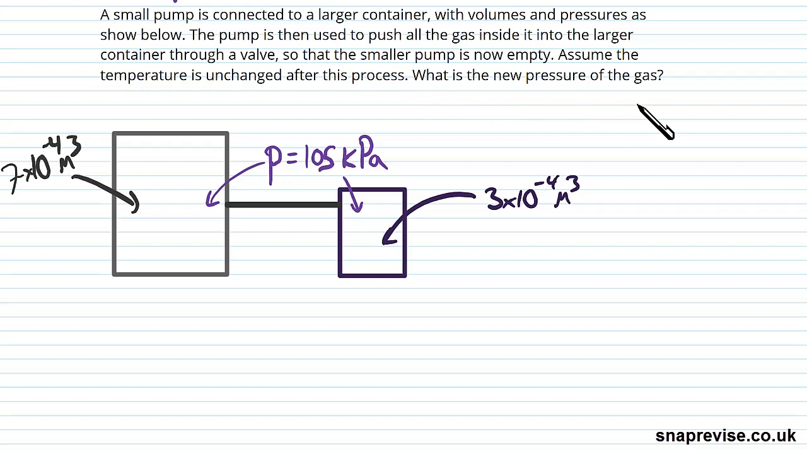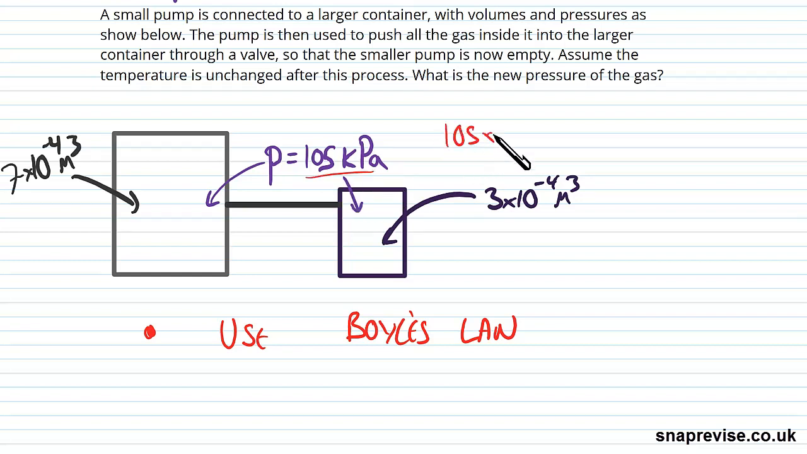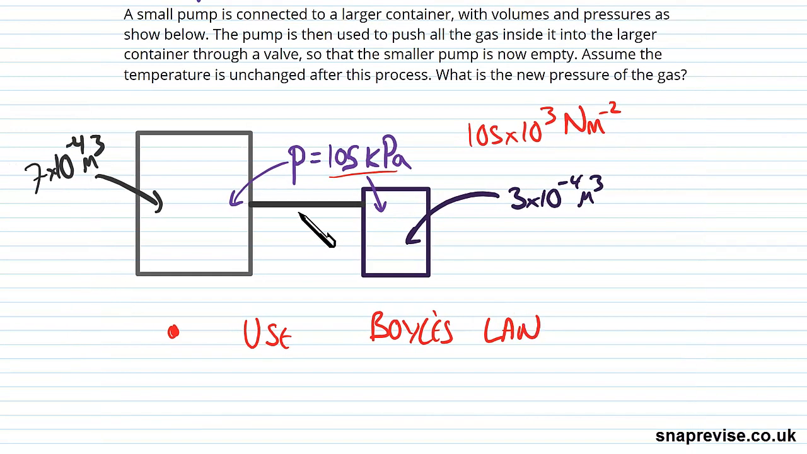So the first thing to note is that this is definitely Boyle's law, because we've got a volume changing but a temperature remaining constant. The other thing to note is that I've labelled that the pressures in both of these are 105 kilopascals, which is 105 times 10 to the 3 newtons per metre squared. But I don't really need to do that because we've said that they're connected by this tube. And we're going to assume that air was flowing through freely before we decided to push all the gas outside of this small pump into the larger container.